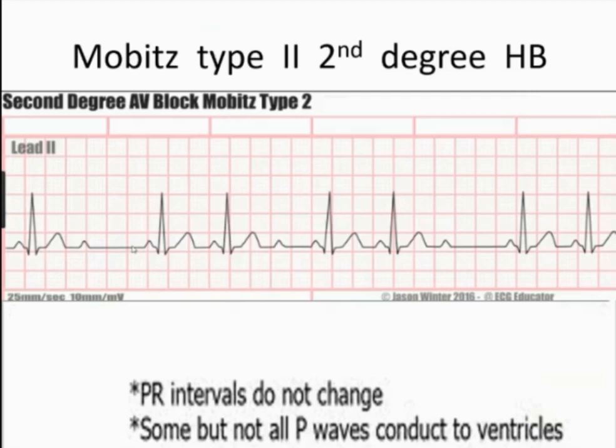Here, in type 2, it is clear that the P wave is not conducted all of a sudden and it produces this heart block. This type is more serious than type 1. Type 1 can be physiological in children and in athletes who have high vagal tone, and it can be seen during sleep. It is a normal phenomenon and usually causes no symptoms. Type 2 usually causes symptoms and indicates a more severe grade of disease.